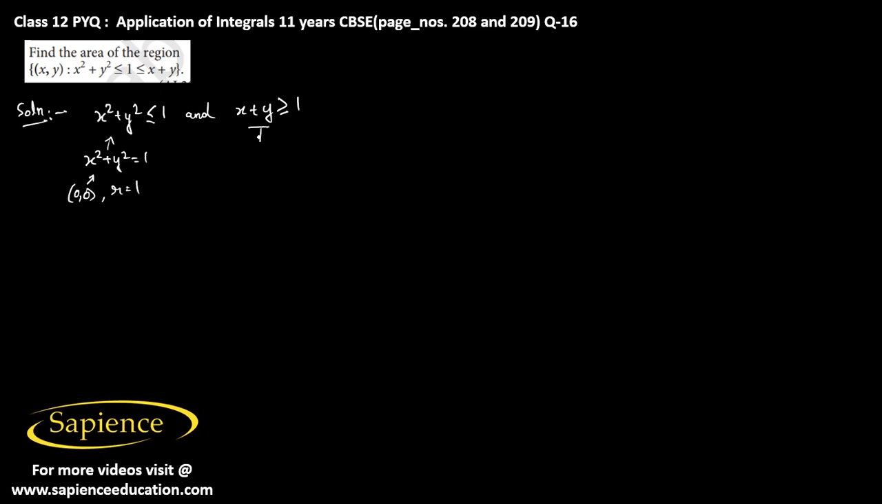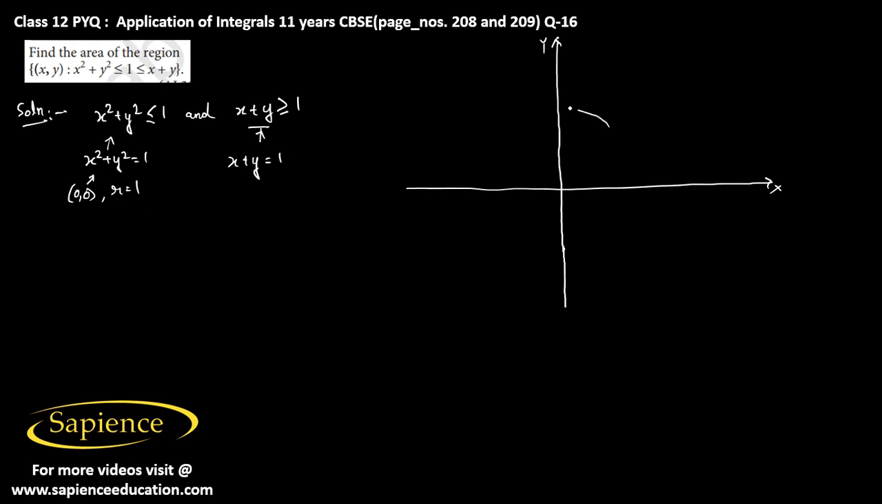And this is the straight line x plus y equals 1. So now let's draw the circle and the straight line. So this is the y-axis. This is the x-axis. And x squared plus y squared equals 1. So this is a circle. This is a circular region.